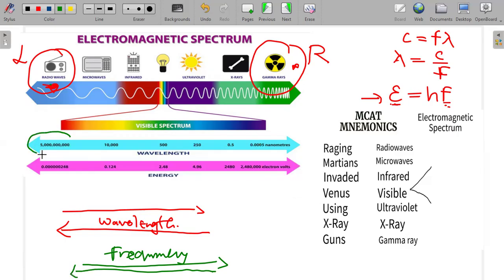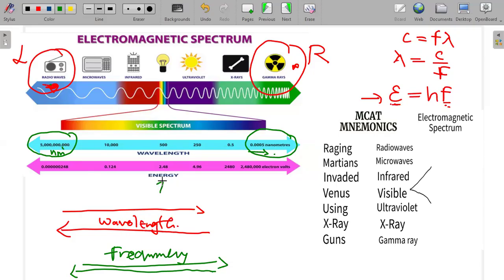So you can see this is 5 billion nanometers. And then as I'm moving to the right here, from the radio waves to the gamma rays, you can see the wavelength I'm moving towards is 0.0005 nanometers. So you can see this is the smaller one, this is the bigger one.